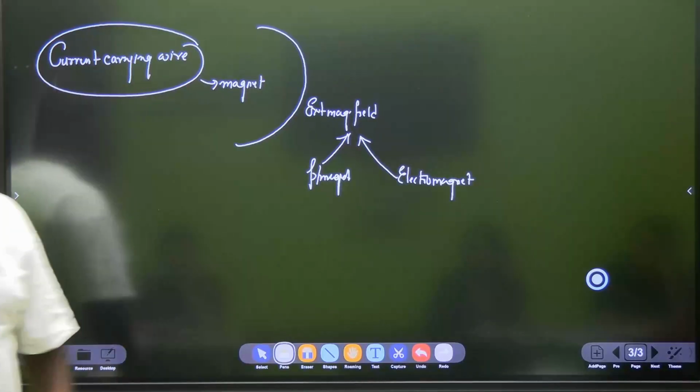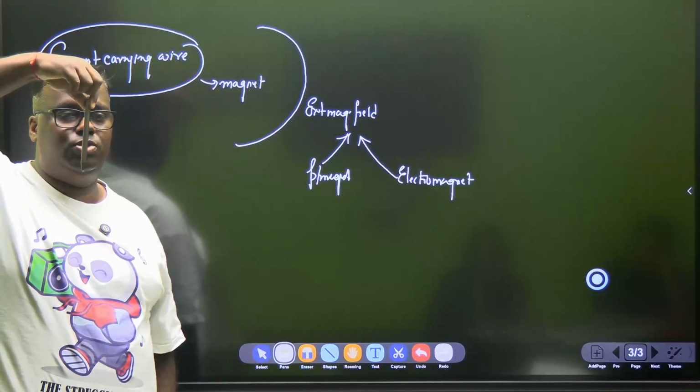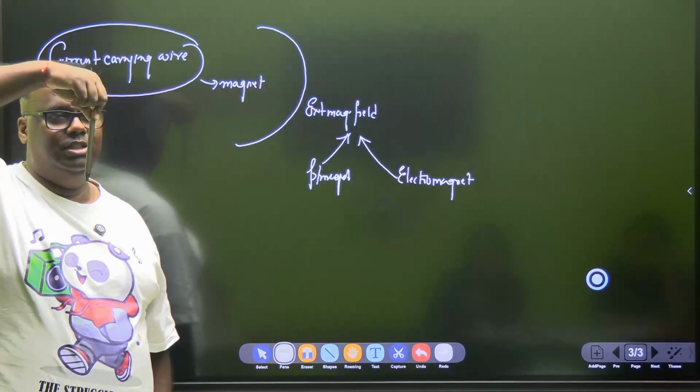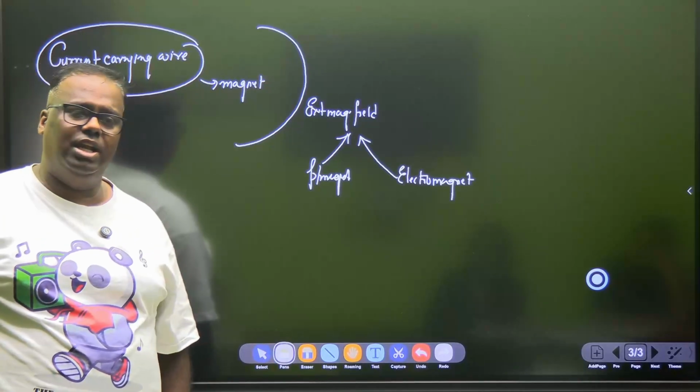Definitely there will be an interaction. You remember in grade 10, we used to have that experiment where the wire is to get out from the mercury and again come back. Force on a current carrying conductor. So there will be a force on this current carrying conductor.